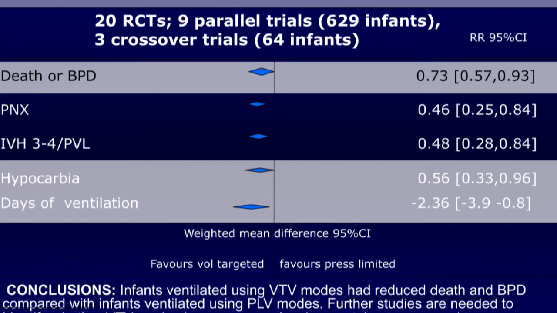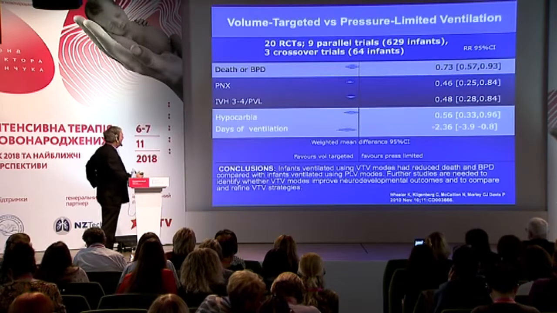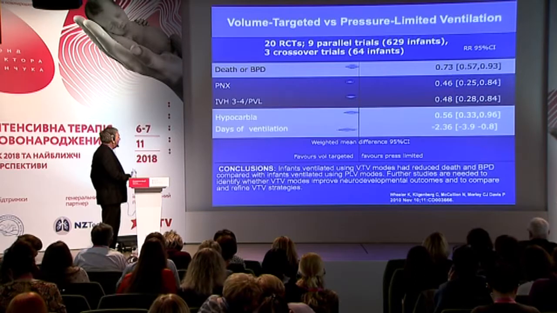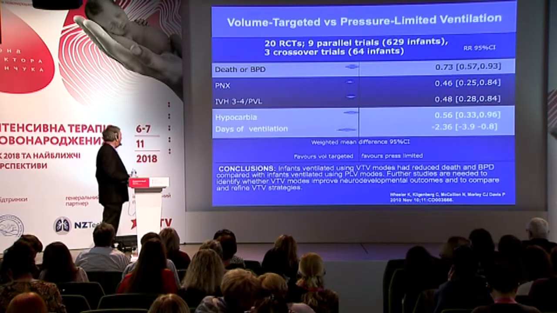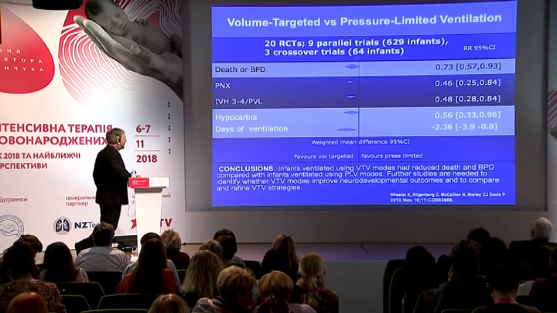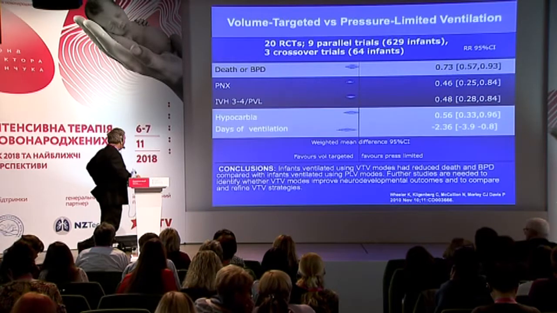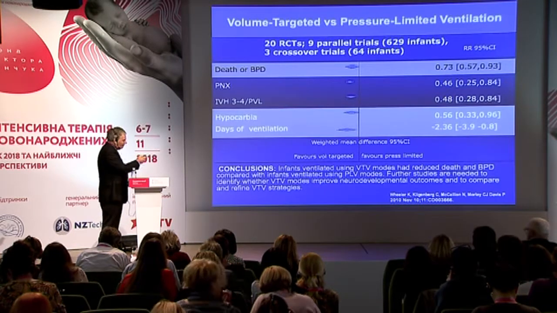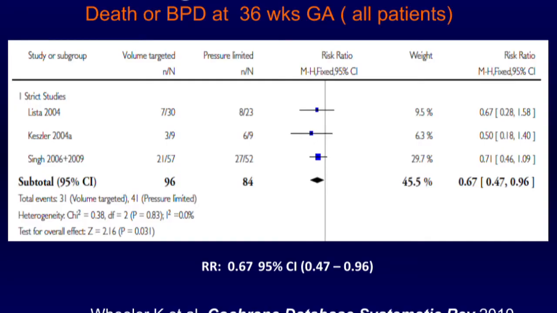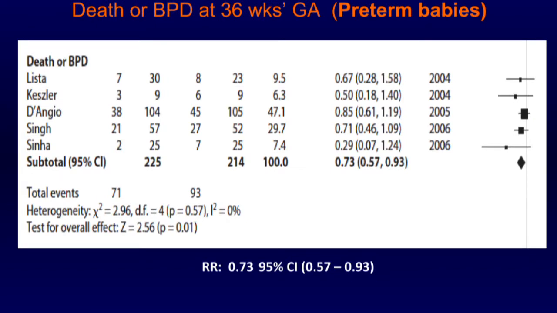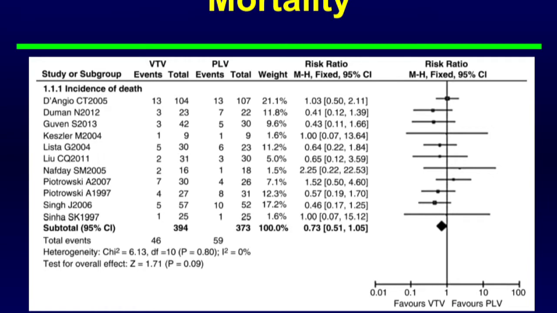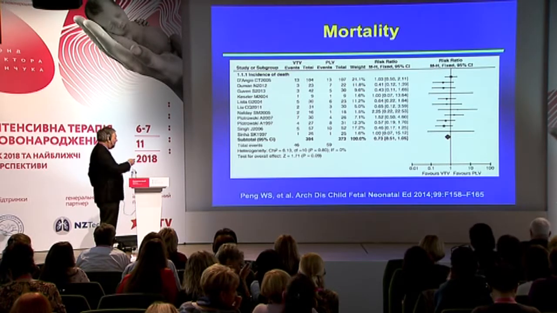This was several years later, again the same group, looking at volume-targeted versus pressure-limited ventilation, and they concluded in 2010 that infants ventilated using volume-targeted modes of ventilation had reduced death and BPD compared with infants ventilated using pressure-limited modes, and said further studies were needed to identify whether these modes improved neurodevelopmental outcomes and to compare and refine the strategies. And we move ahead. These were the results. Death or BPD.